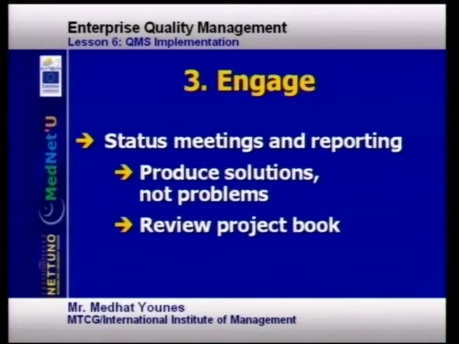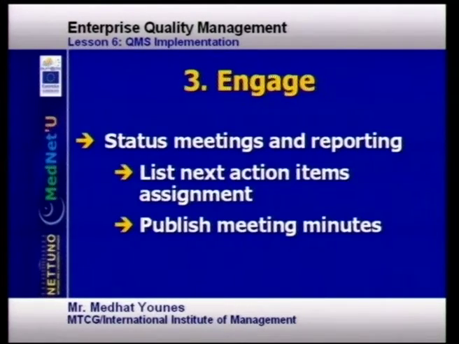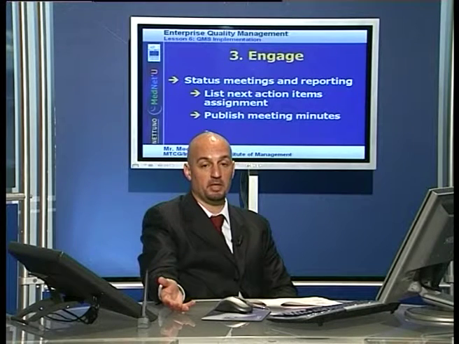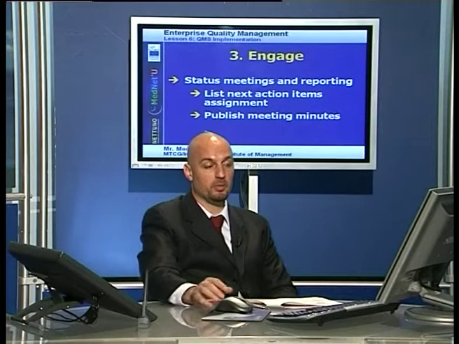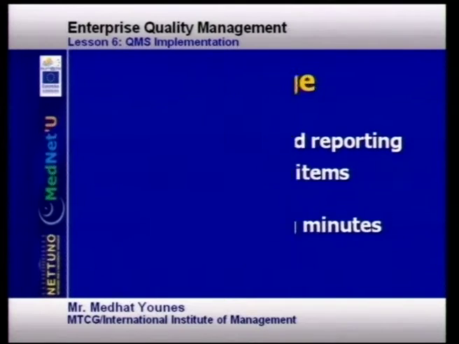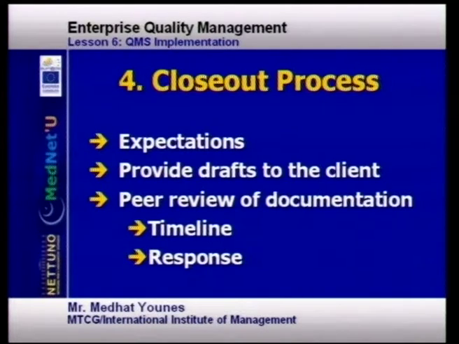During the status meeting, review any updates or additions to your project book. List the next action items and assignments for the next meeting. And of course, publish meeting minutes and distribute them to stakeholders. The fourth life cycle is the closeout process, during which you have to make sure that you have met the expectations.